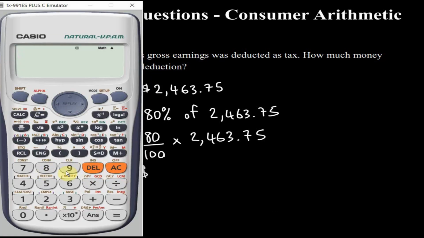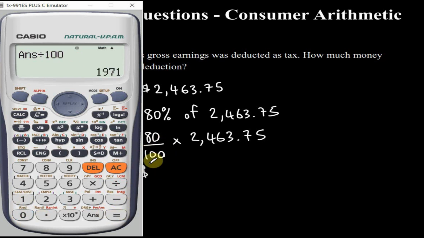Let's see if I can bring up my calculator to the side right here, just out of the way. So it's 80 times 2,463.75 equal, and we want to divide this by 100.